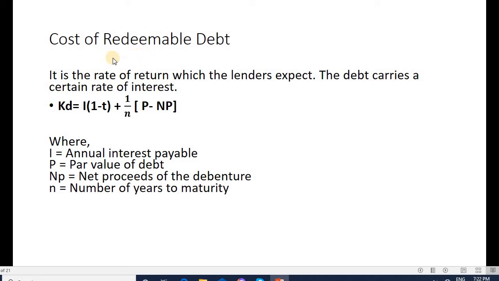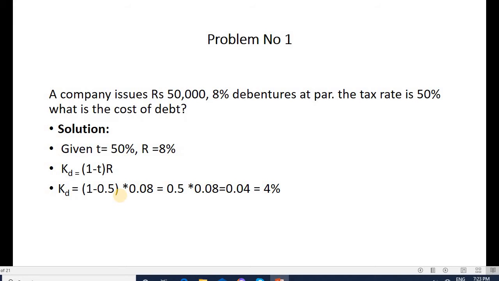Cost of redeemable debt. Redeemable debt is the debt which is payable after certain years of maturity, and the cost is the rate of return which the lenders expect. The debt carries a certain rate of interest. KD is equal to I into (1 minus T) plus (1 by N)(P minus NP), where I is annual interest payable, P is par value of debt, NP is net proceeds of the debenture, and N is number of years to maturity. Let's solve the problems based on different situations.